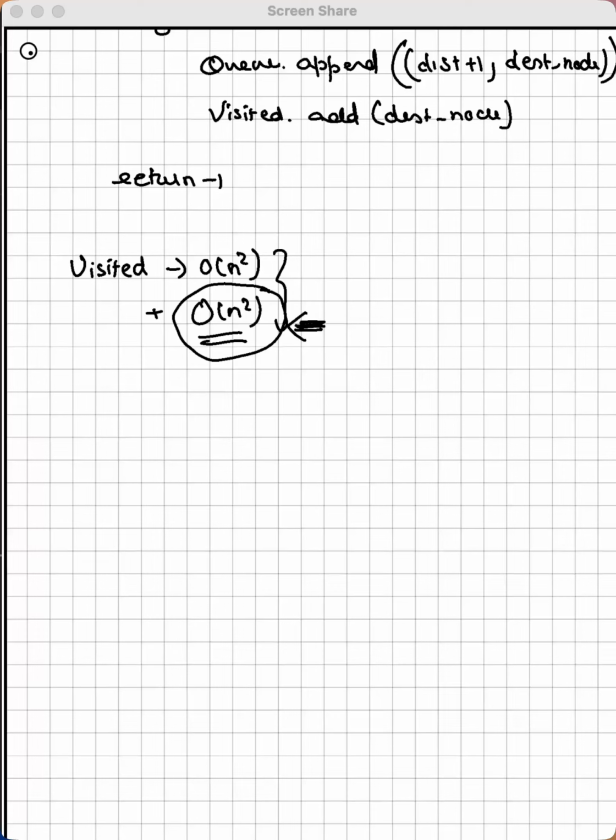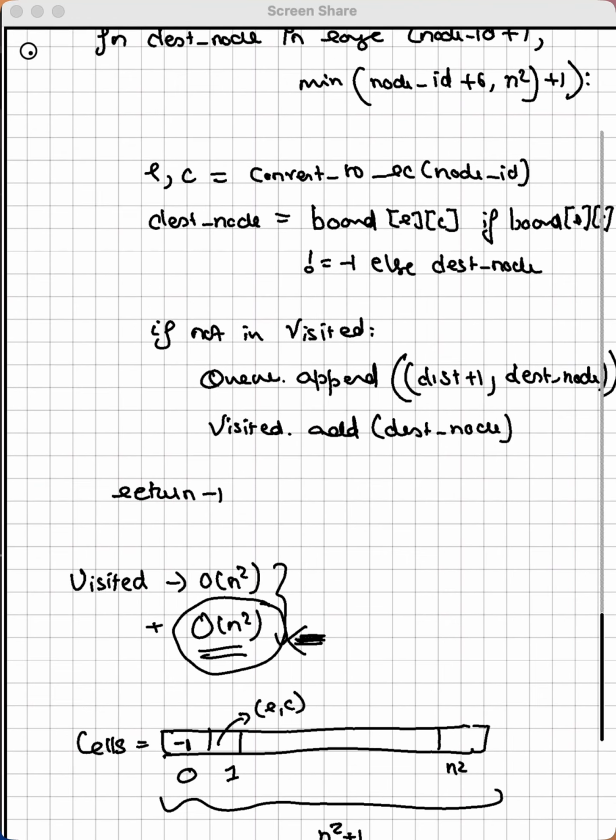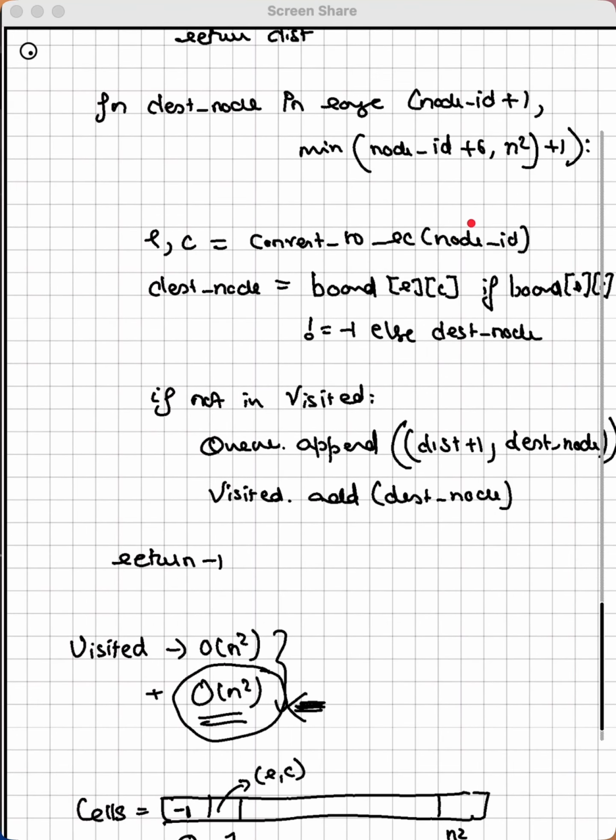So what we can do is create a cells list. These are values from 0. Actually, you can have 0 and mark it as -1, and then you can have from 1 to n square. So in total you have n square plus 1 values. In these values, you can fill in your row, comma, column. So for whatever ID we are looking at, we are able to retrieve it because we filled it up like this.